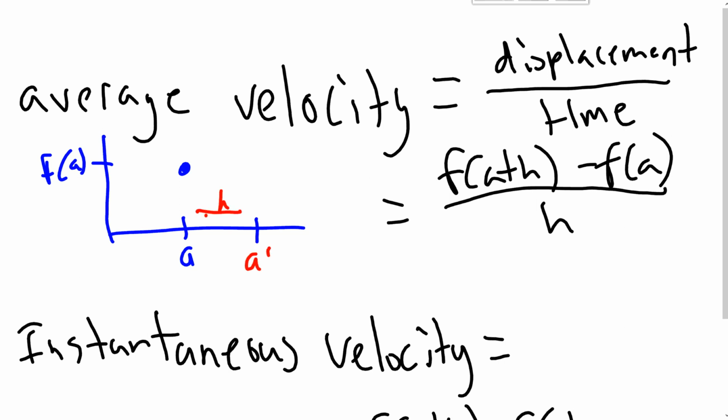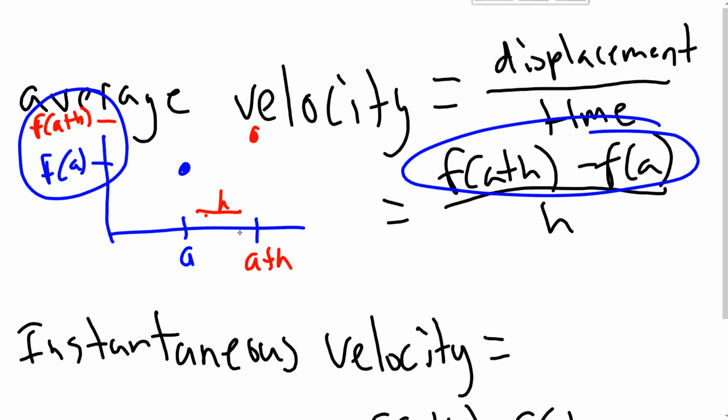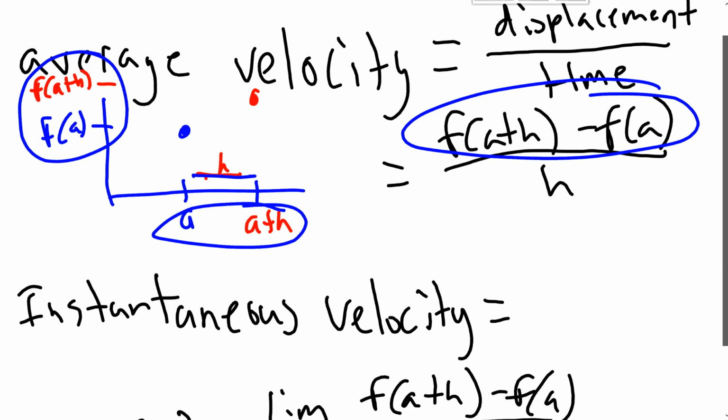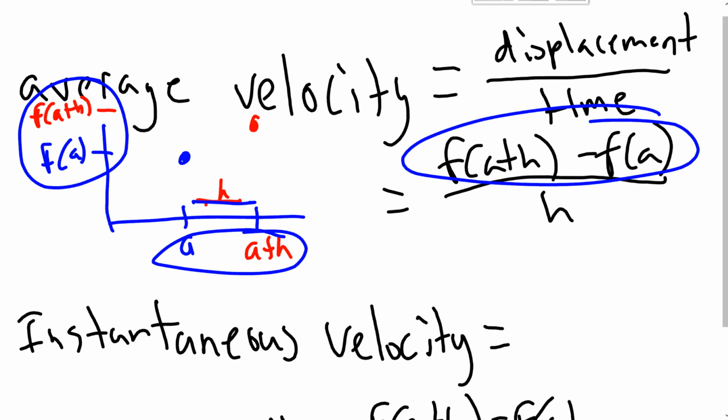So this point is a plus h. That means that y value would be f of a plus h. And then slope is taking the difference of your y's, which is right here, and dividing that by the difference of your x's, which is just that distance h. So it's really just the difference quotient. So average velocity is really just taking the difference quotient, same as the slope for a tangent.